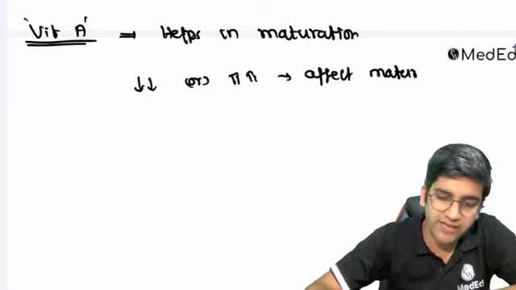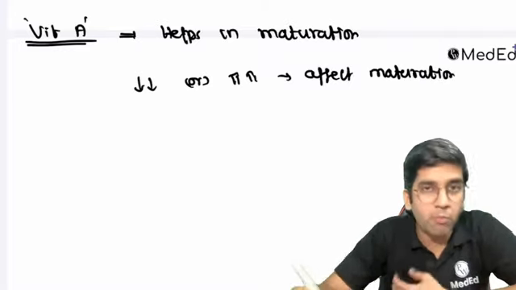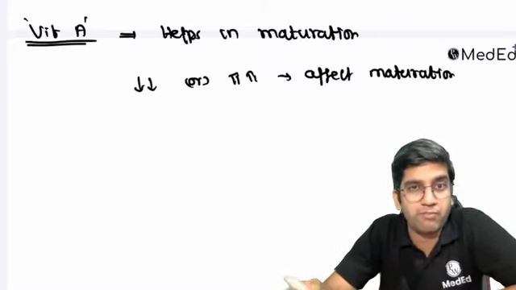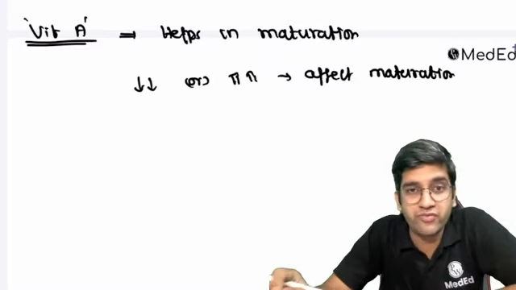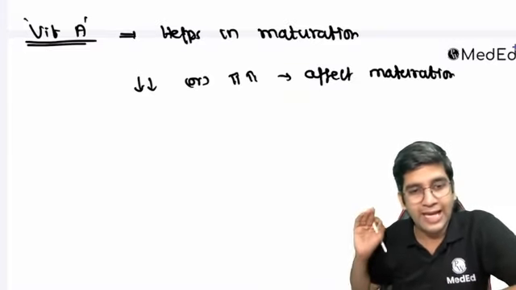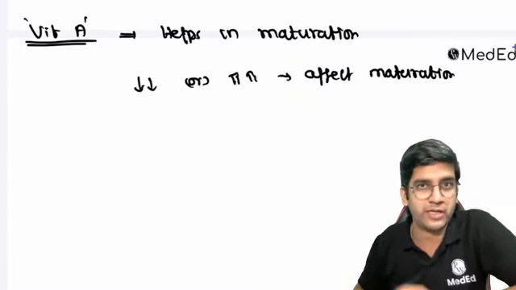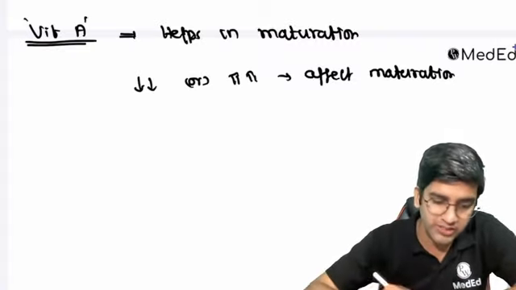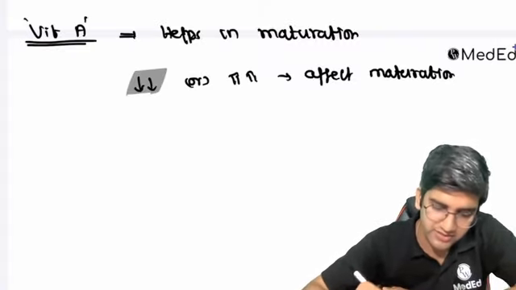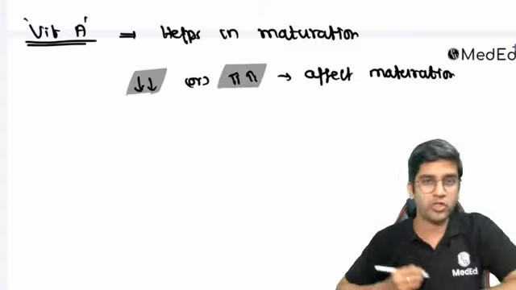Yes. If it affects maturation, both of them will cause metaplasia. Both will cause metaplasia, not just deficiency. Both excess of vitamin A and deficiency of vitamin A can cause metaplasia. Remember that. That's a unique thing about vitamin A. Both excess as well as deficiency will cause metaplasia.